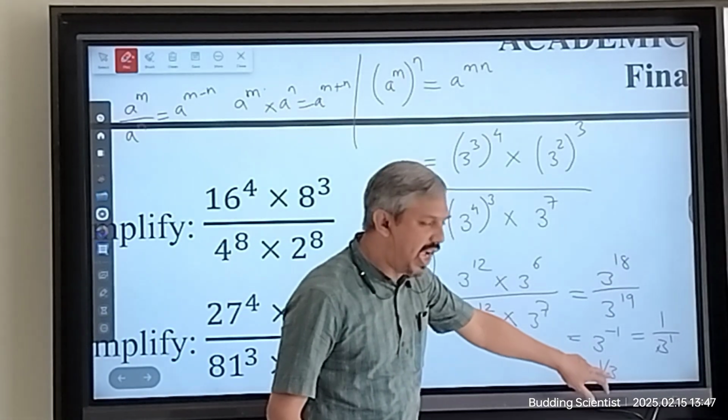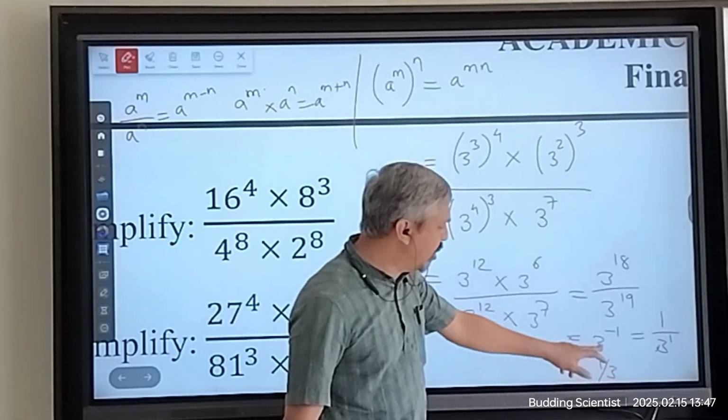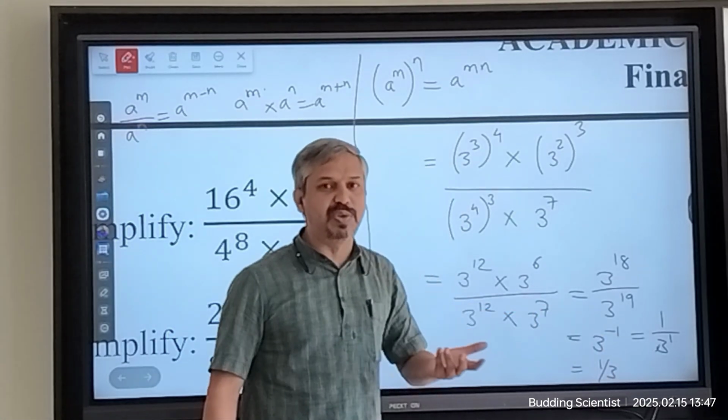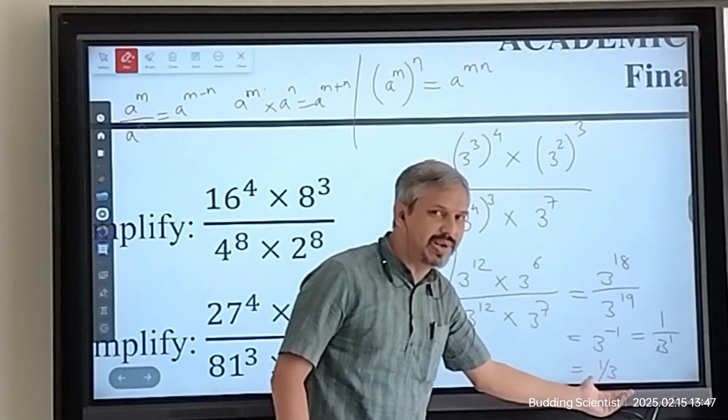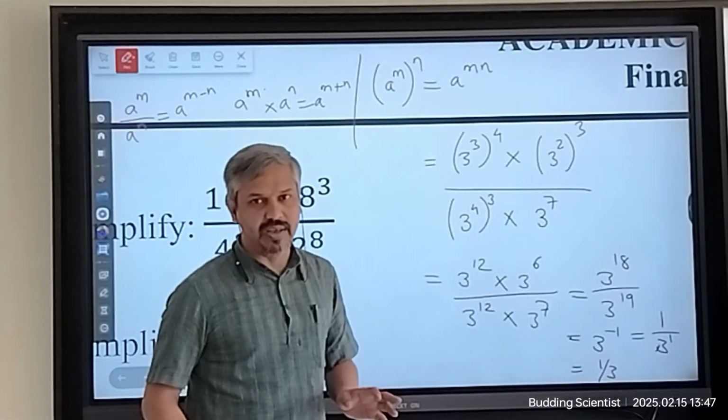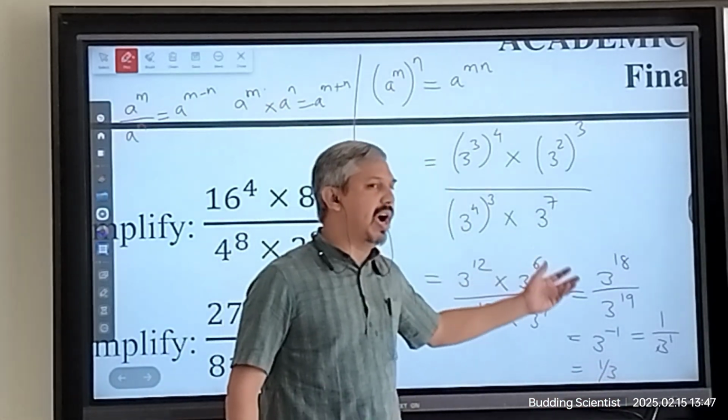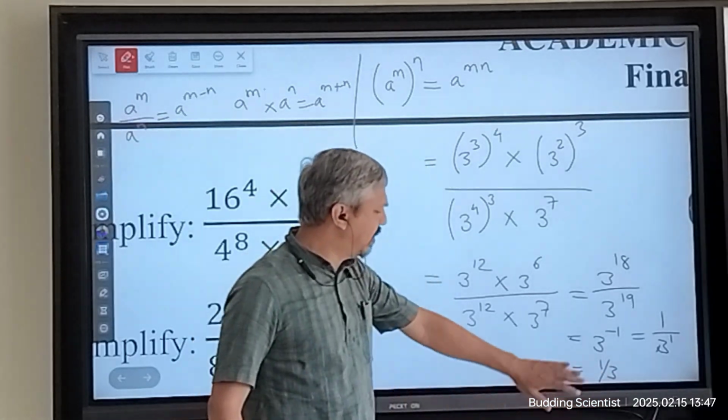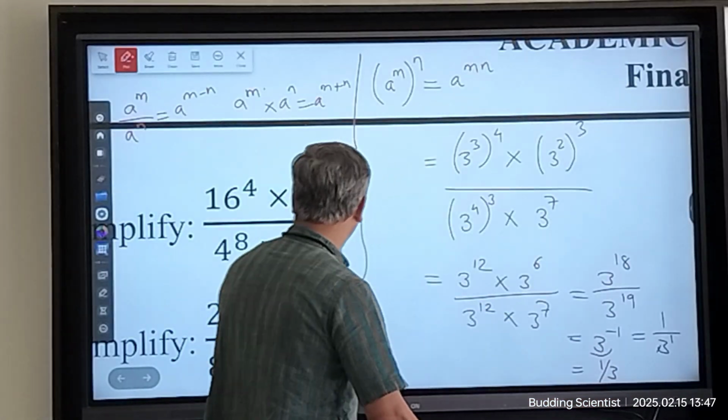So if the question has an option of 1 by 3 and you leave it as 3 raised to minus 1, you will get no marks for an MCQ because you did not find out the answer. So which option will you take? If it is an MCQ, you have to reach the right answer. Otherwise you can leave it here, there is no problem.